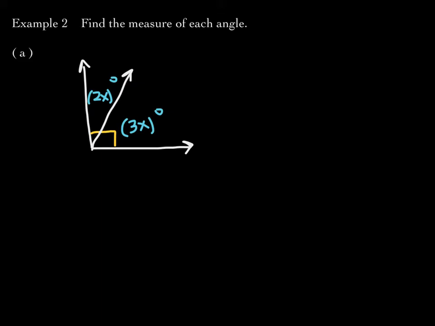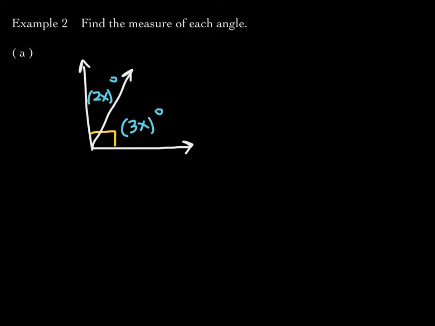Example 2, find the measure of each angle. Here we have a right angle, so it's 90 degrees, and the measure of this first angle is 3x degrees, and the measure of the second one is 2x degrees. Because this is a right angle, we know that it must be equal to 90 degrees. That is to say, the sum of 3x degrees and 2x degrees must be 90 degrees.